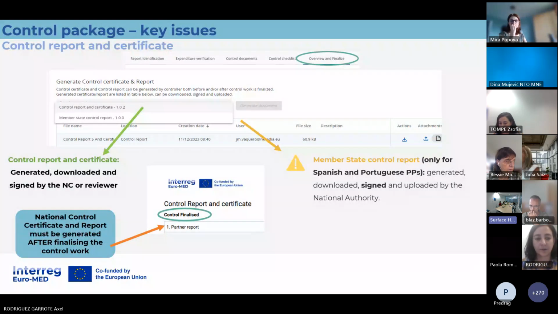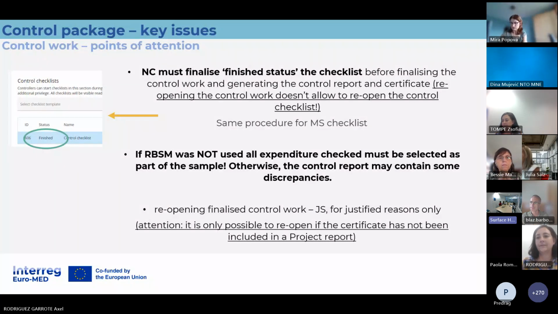Also, if you create the certificate and it's in draft, the controller can always generate a new certificate after submission of the control work in status finalized. So if now the lead partner checks the certificate and sees that it says control draft, he just talks with the controller, and the controller can generate a new certificate that, if the control has been submitted, will have the status control finalized.